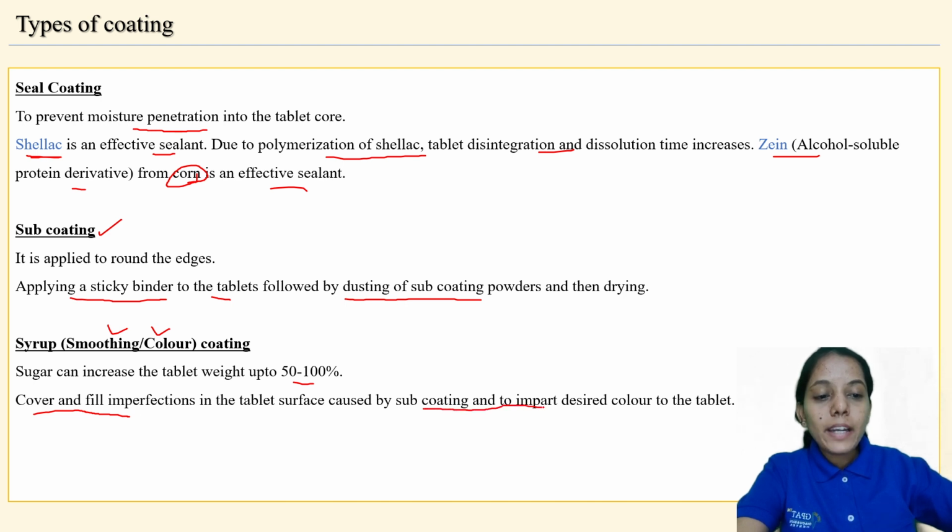And to impart the desired color to the tablet, for example, if we want a certain color, then in the coating solution only certain colors are added, so that it will give some color to the tablet. So, to impart color also.